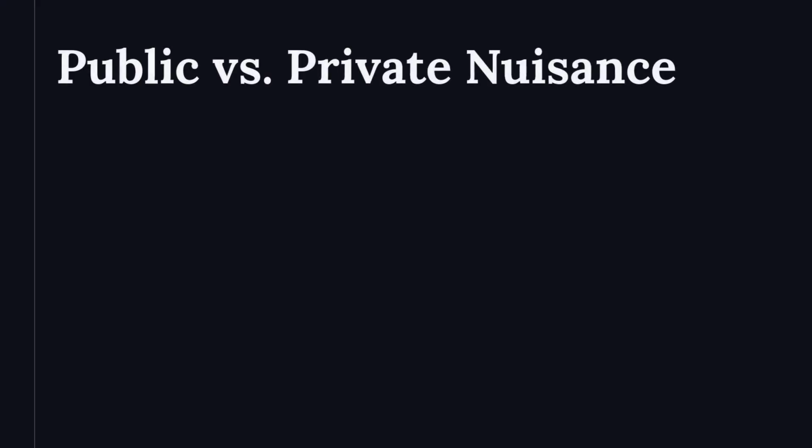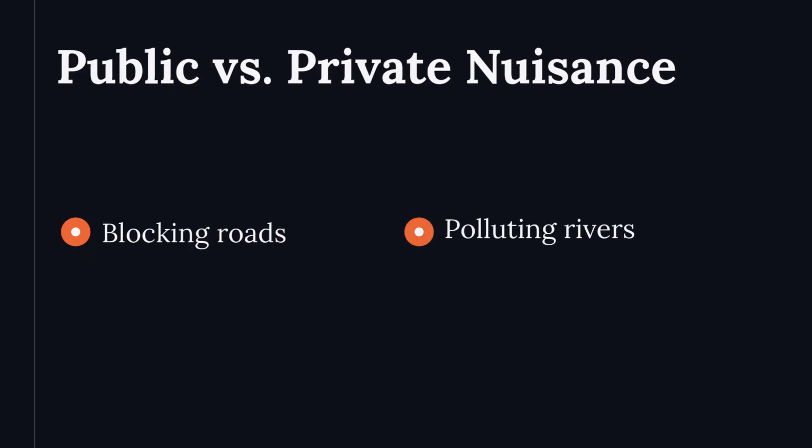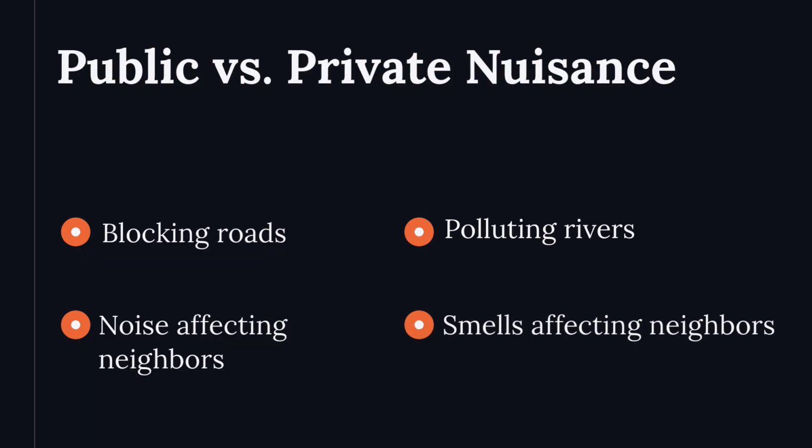Public nuisance examples include blocking roads and polluting rivers. Private nuisance involves noise or smells affecting neighbors. Legal action for public nuisance is usually by authorities. Private nuisance claims are by individuals with property interest. Courts consider factors like duration and interference nature.